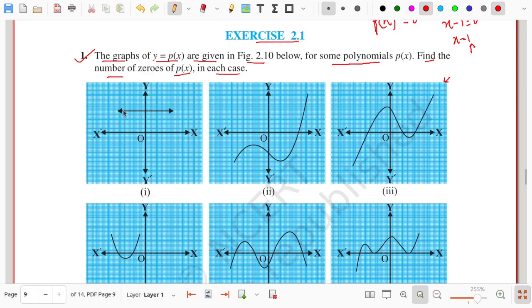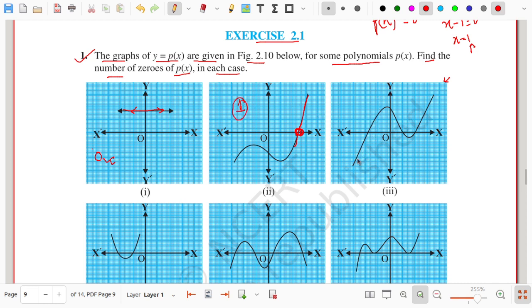So here the graph is here. We can see the graph does not touch the x-axis or cross the x-axis. So here number of zeros will be 0 only. There is no zero. In the second graph you can see one time it's crossing the x-axis. It cuts the x-axis one time. So here number of zeros will be 1. Clear? Now going to the next question.